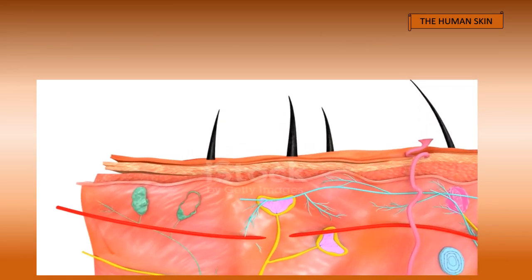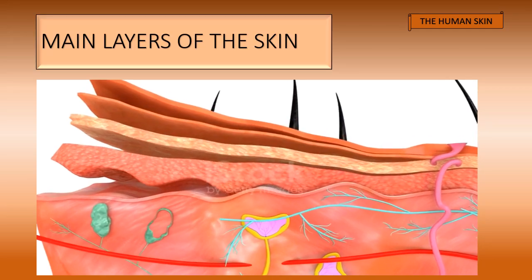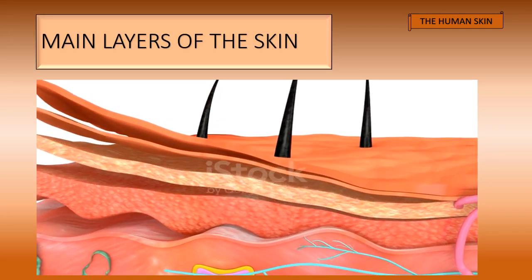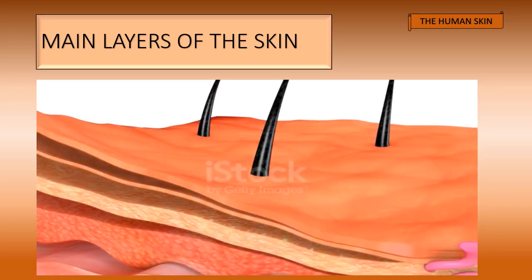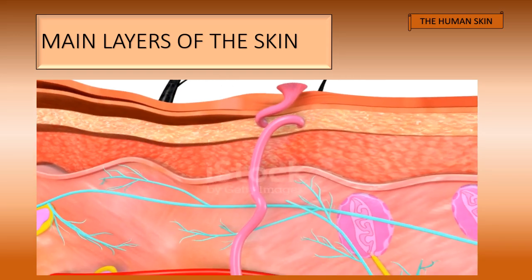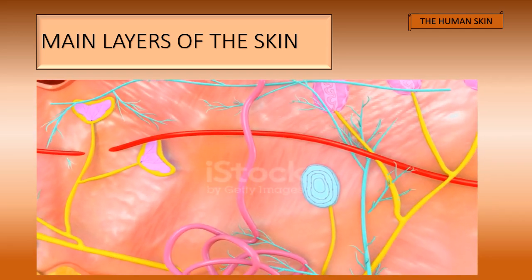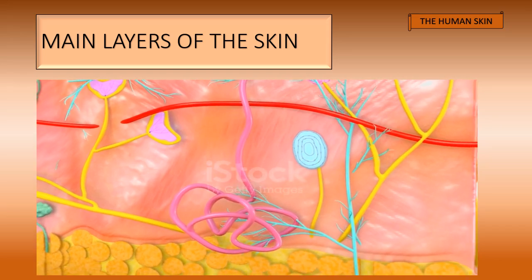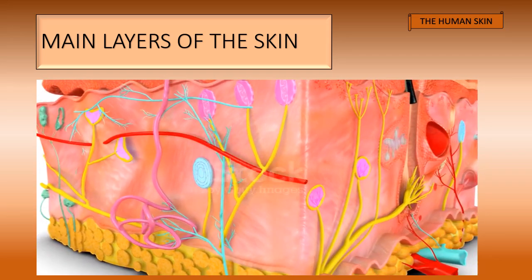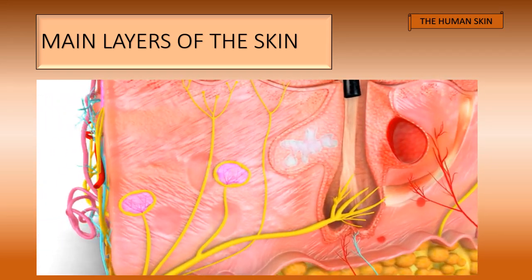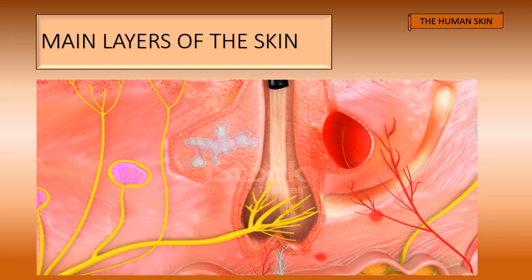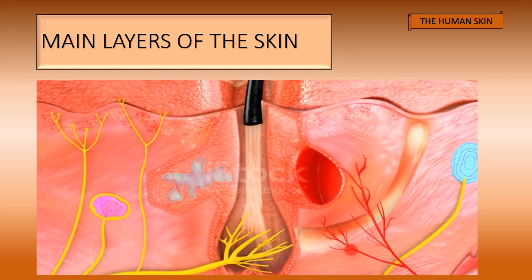Skin has three main layers. The outer layer of the human skin is called the epidermis, and the middle layer, also known as the second layer of the human skin, is known as the dermis, and the innermost layer of the human skin is known as the hypodermis, whose other name is subcutaneous layer.